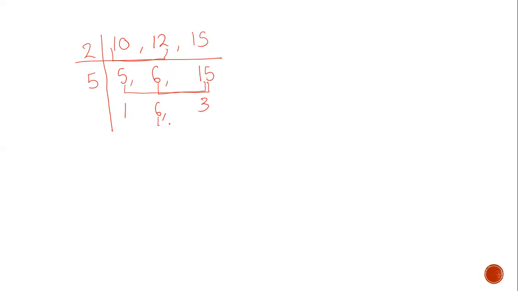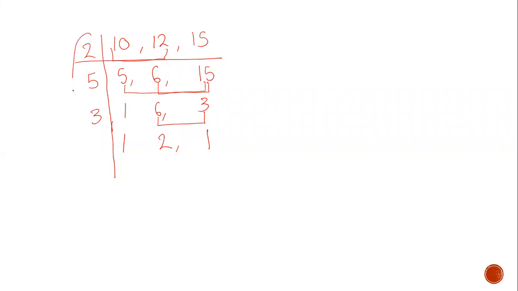Is there any number that can go into 6 and 3? Yes, 3. Again, we ignore the 1. 6 divided by 3 is 2. 3 divided by 3 is 1. So I'm left with 1, 2, and 1. Then there's nothing else. There's literally nothing else.